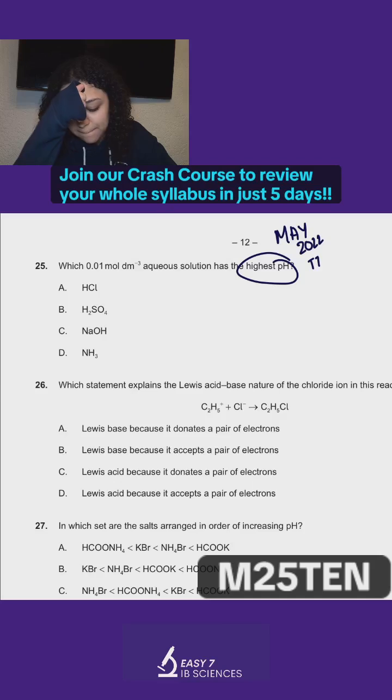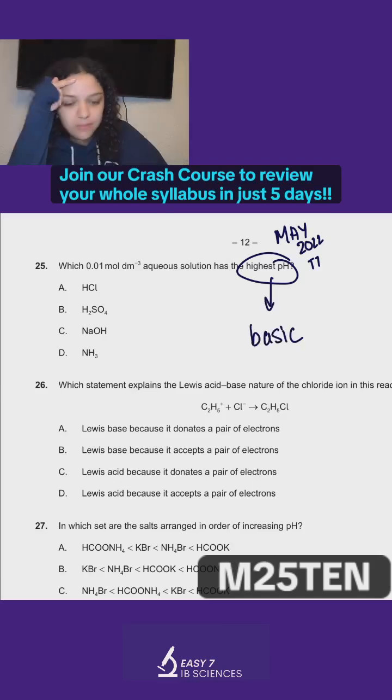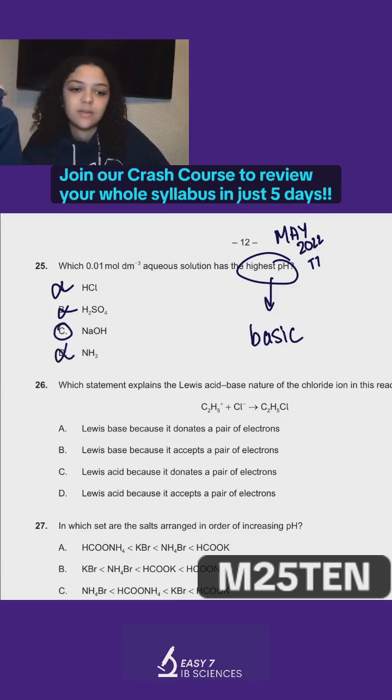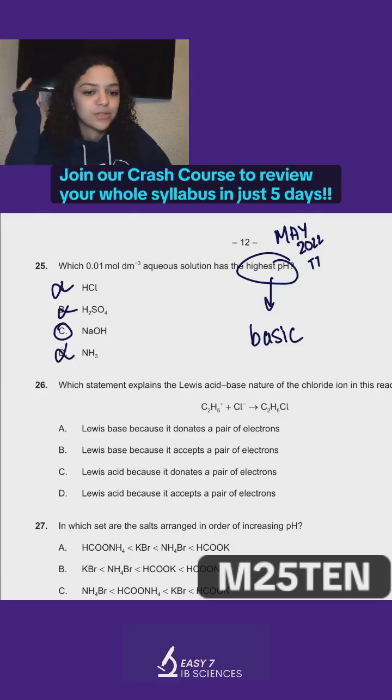Okay, people are saying C. So highest pH means that it's basic. So what can we say? We can say it's definitely not HCl. It's definitely not H2SO4. So it has to be between NaOH and NH3, and we know that NH3 is weak, so therefore it has to be C. Okay, this is a really good question to get.